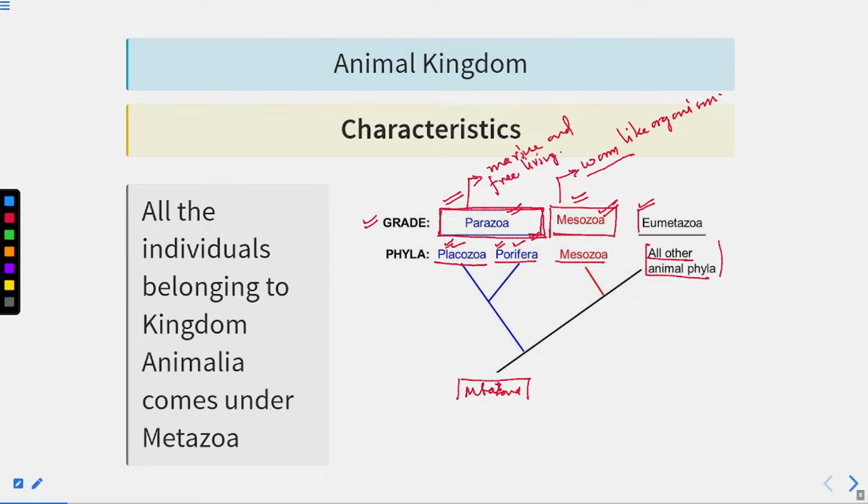Now comes the Eumetazoa. They have neurons, so a well organized nervous system. If we talk about the different organisms they include, they include echinoderms, arthropods, Nematoda.